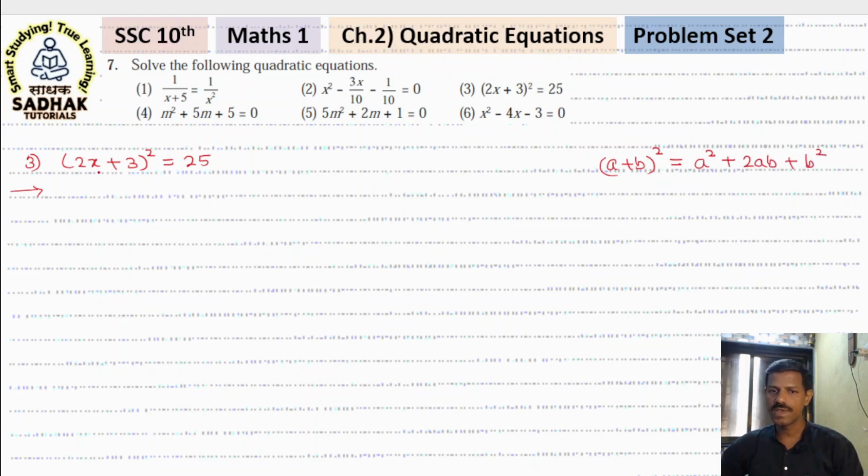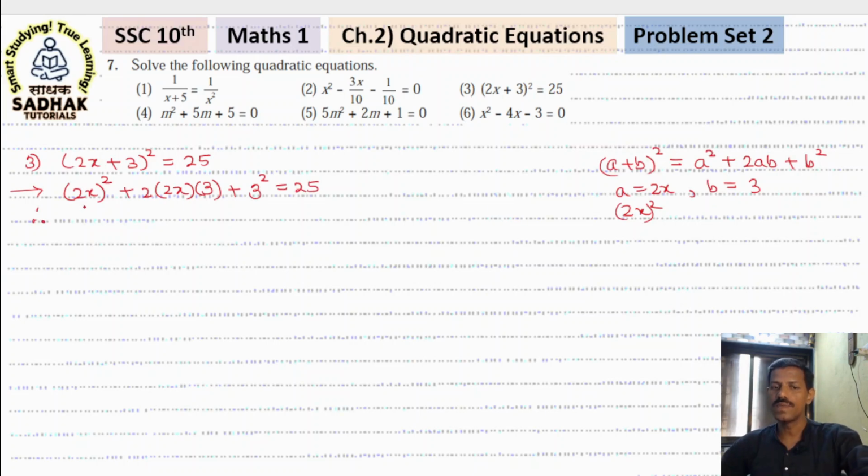Okay, so in this given sum, in place of a we are having 2x, and in place of b we are having 3. Okay, but how will the expansion be? a square means 2x the whole square. And see here many of the students will make a mistake. Often the students write 2x square. But it is not 2x square, it is 2x the whole square. That square will be for 2 also and for x also. Okay, plus 2 multiplied by 2x multiplied by 3. So that is 2ab plus b square, that is 3 square, is equal to 25.